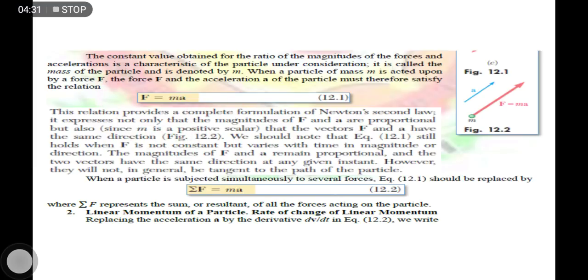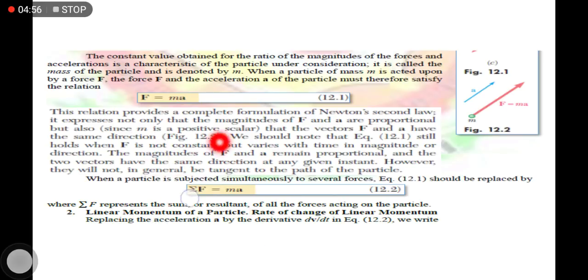That is why it is written here as the summation of forces is equal to mass times acceleration. For this equation 12.1, you can only use it for the case where only one force acts upon your object. But if many forces act upon your object, you have to use this one here.